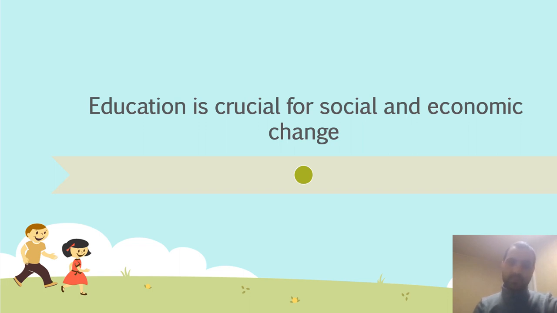First of all, education is crucial for social and economic change, obviously. If there is education, there is a possibility for social and economic change. Without education, we never expect any kind of social and economic change. That's why if we want to change our social as well as economic sectors, there must be education. The people should be educated, then only is it possible to change our social as well as economic sectors.